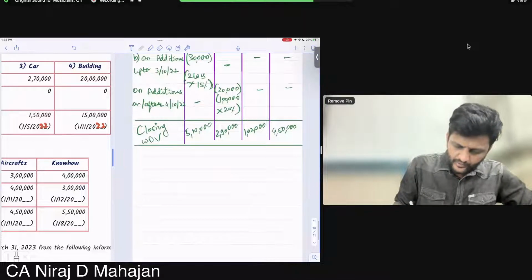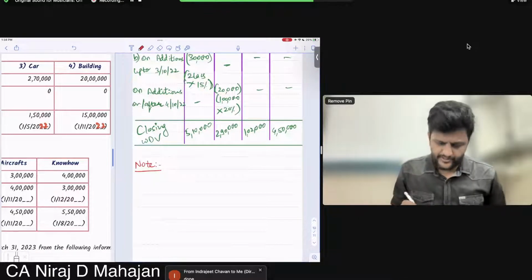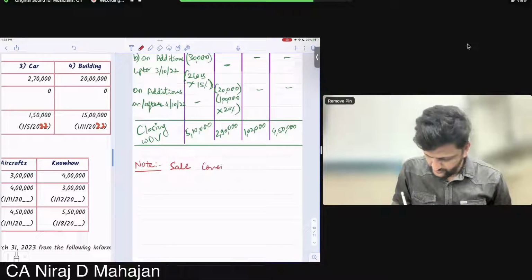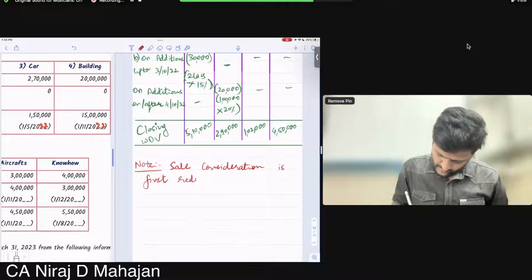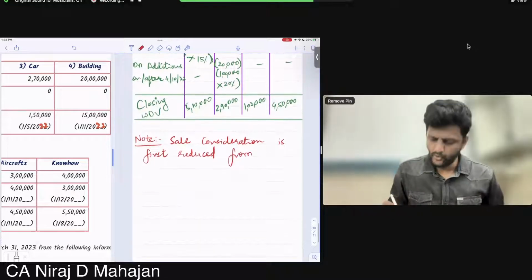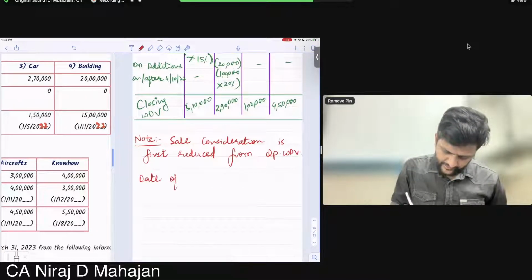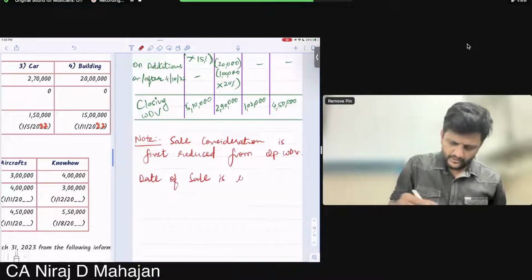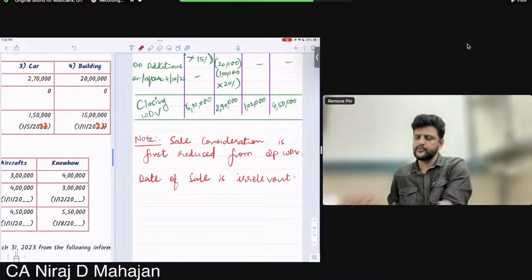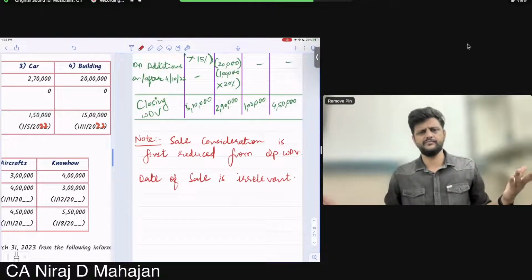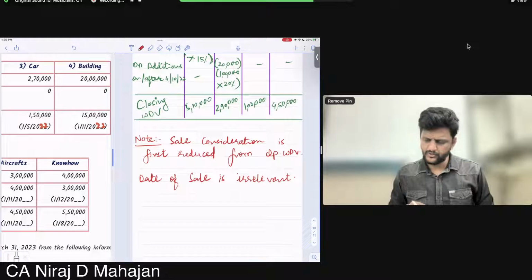Done? I'll write a note over here. Sale consideration is first reduced from opening WDV. And one more for your understanding: date of sale is irrelevant. Are you getting my point or not? Why is the date of sale irrelevant? We will simply not give depreciation on that item, whether you sold it in April or in March. Okay, everybody?